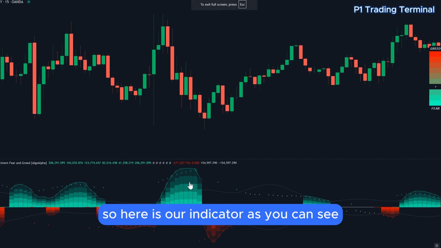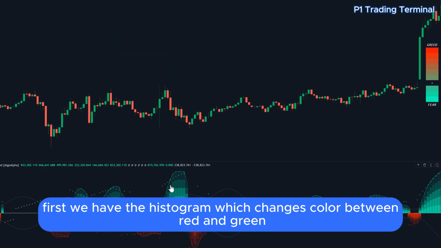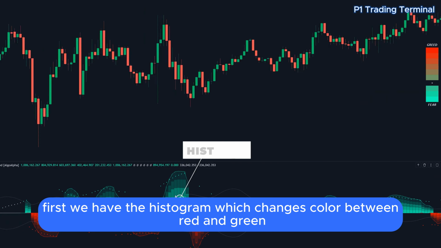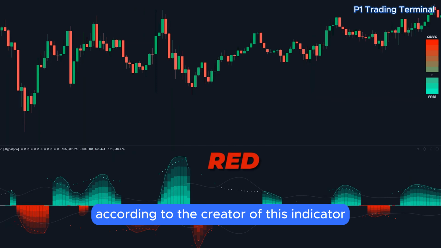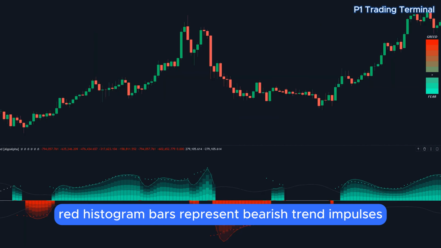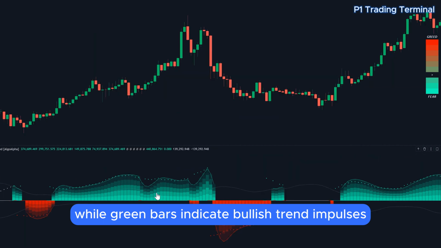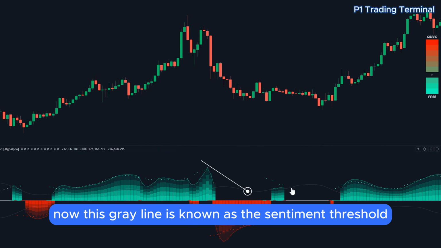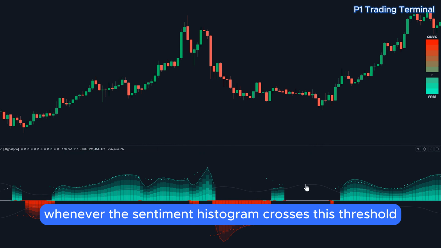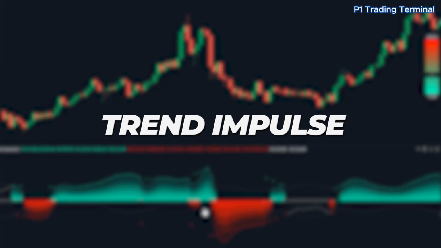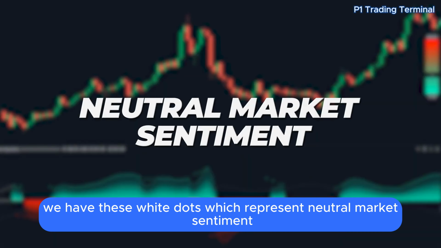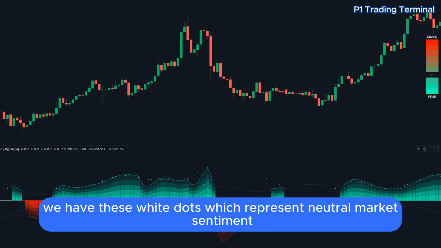As you can see, it consists of just a few key components. First, we have the histogram, which changes color between red and green. According to the creator of this indicator, red histogram bars represent bearish trend impulses, while green bars indicate bullish trend impulses. Now this gray line is known as the sentiment threshold. Whenever the sentiment histogram crosses this threshold, it signals a trend impulse. Additionally, we have these white dots which represent neutral market sentiment.